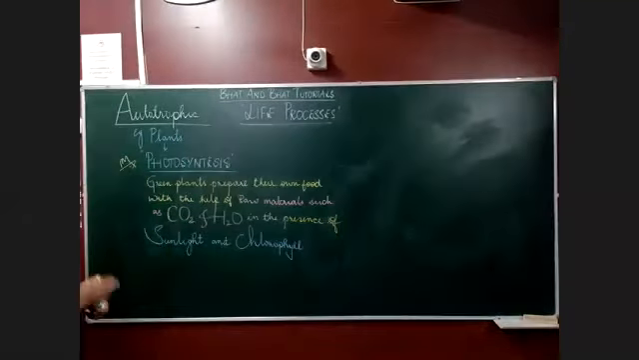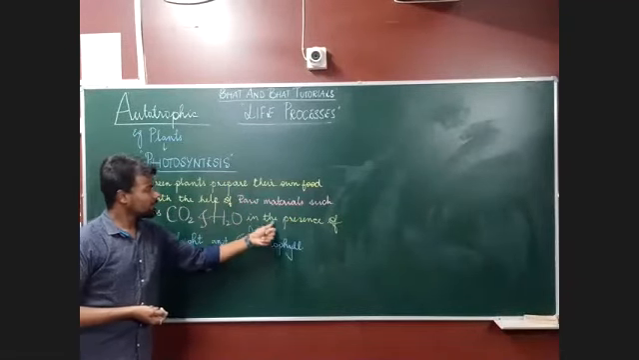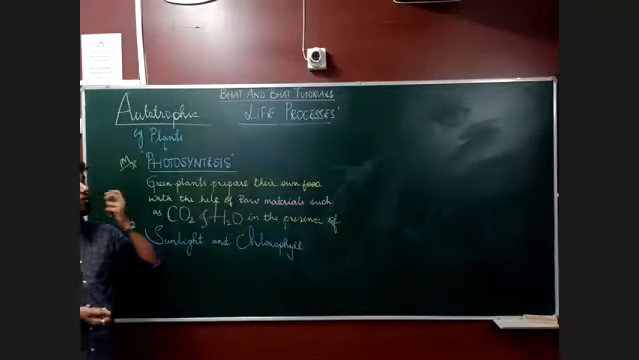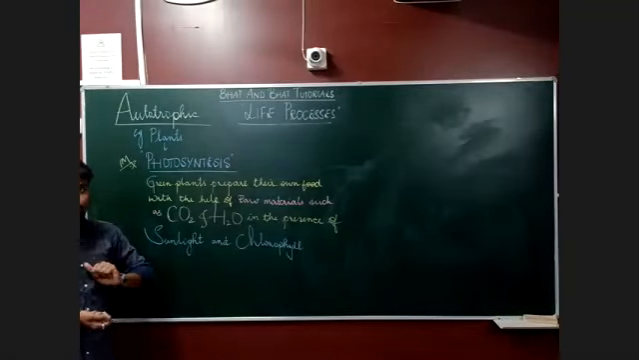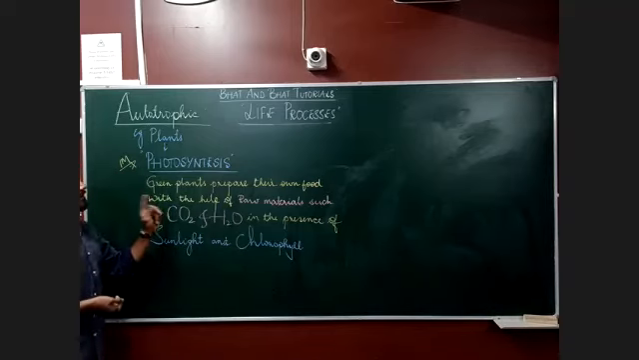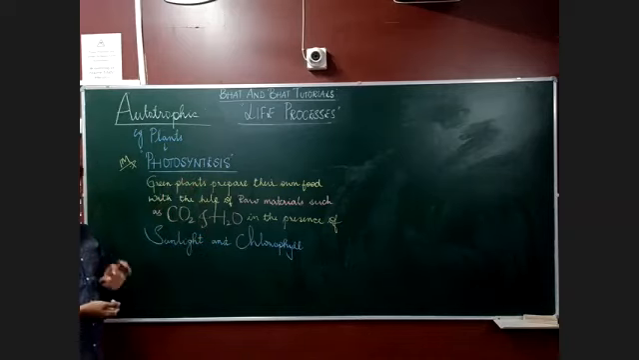Now, how do we define photosynthesis? Green plants prepare their own food with the help of raw materials such as carbon dioxide and water in the presence of sunlight and chlorophyll. This process we actually call photosynthesis. I hope I'm very clear to all of you. So this is how we define photosynthesis.